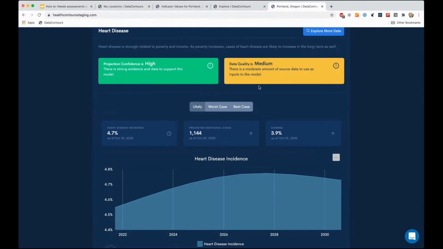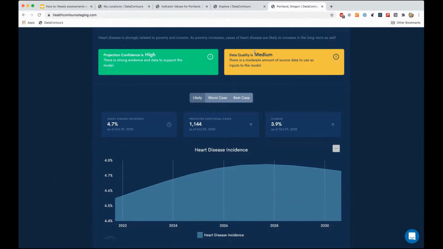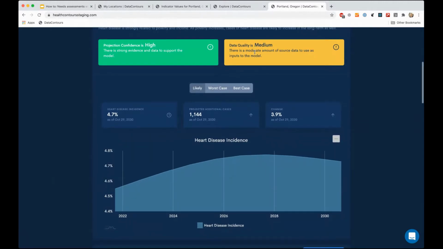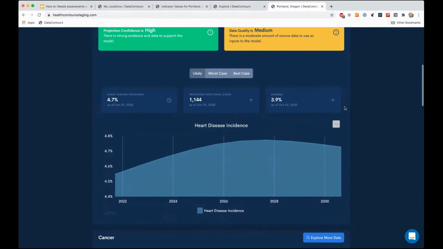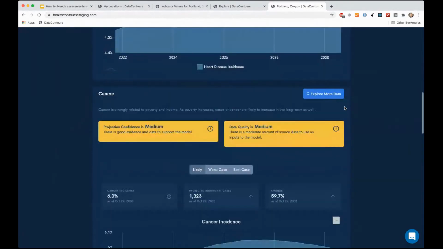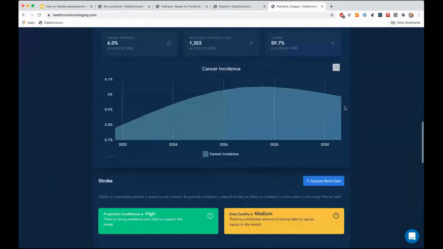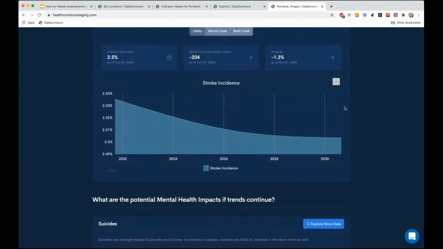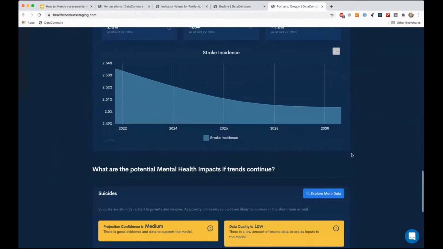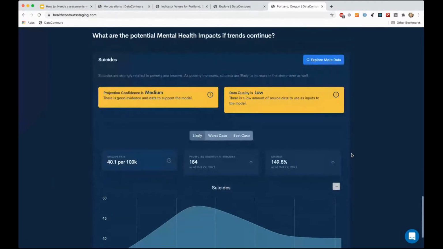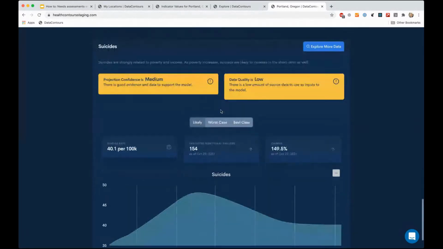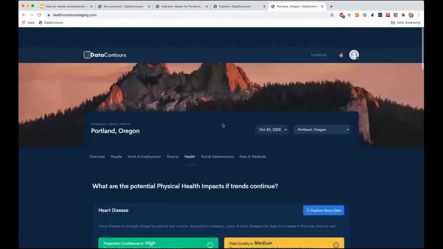So we provide some quality scores where we have high confidence around the projection and around the data quality. In some of these cases, we have less good data, but we still see a strong relationship. So we can say for a set of indicators, I think now we have heart disease, cancer, stroke, and suicide rate to capture some of the mental health outcomes, what the likely projections are under each of these different scenarios.